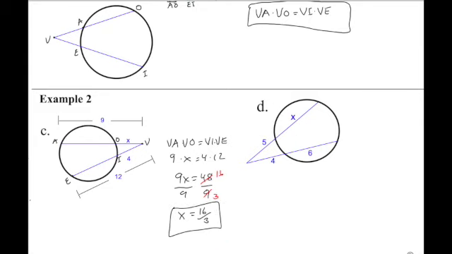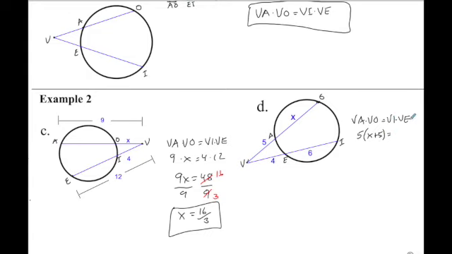Okay, now the next one, let's go ahead and set that up. Okay, so now let's plug stuff in. VA is 5. VO, now this one I noticed that it's all the way across, so I have to add these two things. That's X plus 5. So I'm going to write X plus 5 in parentheses.